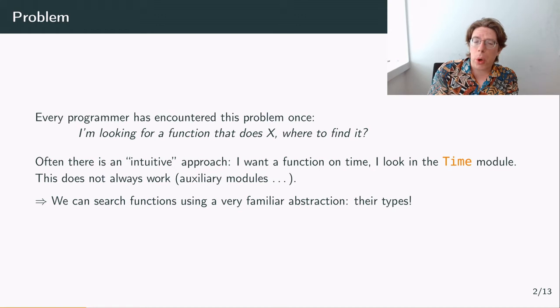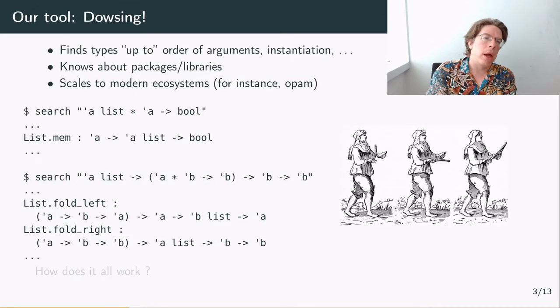There is an alternative approach to this. Behaviors are hard to search for, but there are abstractions of the behaviors that we can search for. And in particular, there is a very familiar abstraction for us, the type of the function. And so we've built a tool called Dowsing, which allows you to find functions by their types.